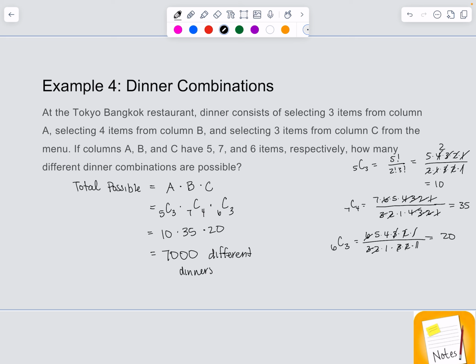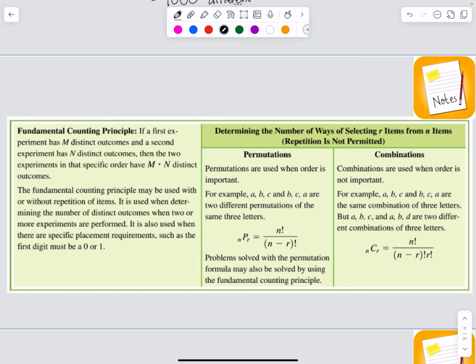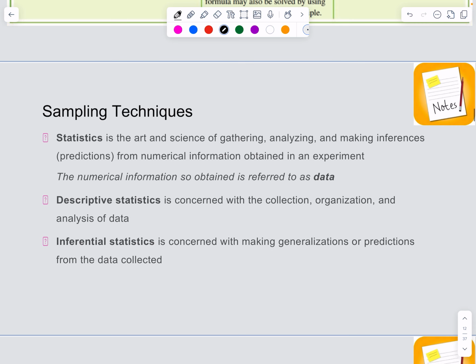Lots of choices here. Okay, the last piece I have for chapter 11 is just a summary of all of our counting methods. This goes over what that fundamental counting principle was, and then how to calculate permutations and combinations. So you can save this for whatever you need it for. Next, we're going to go to chapter 12.